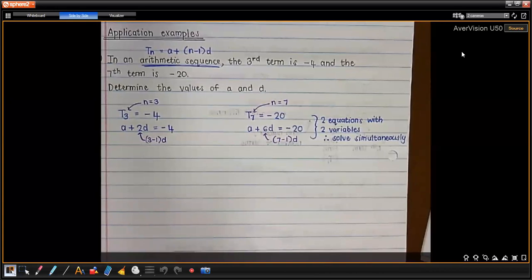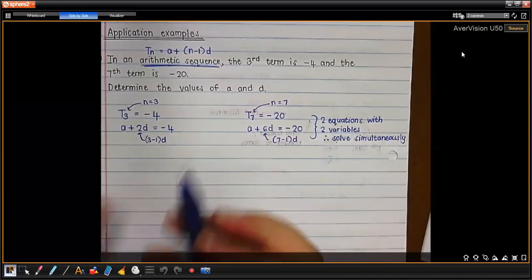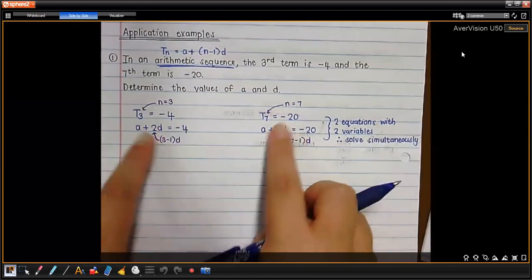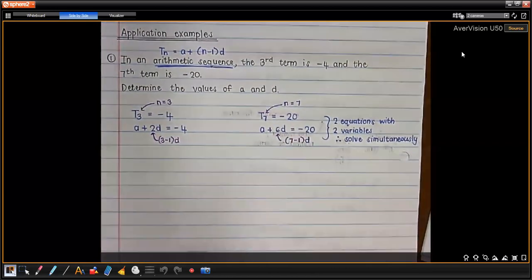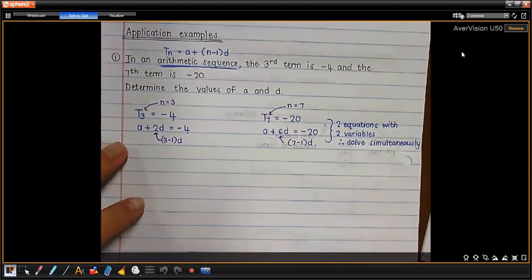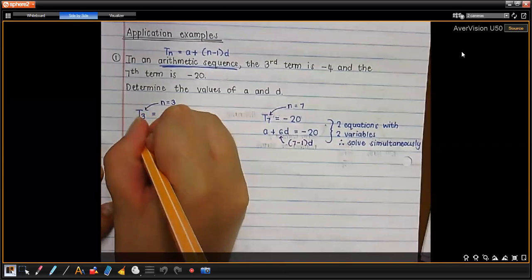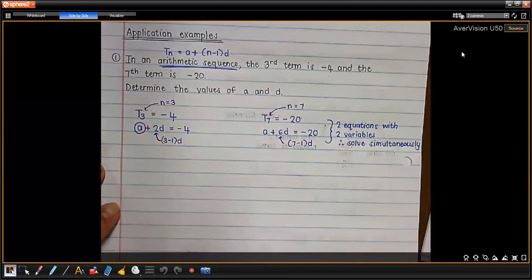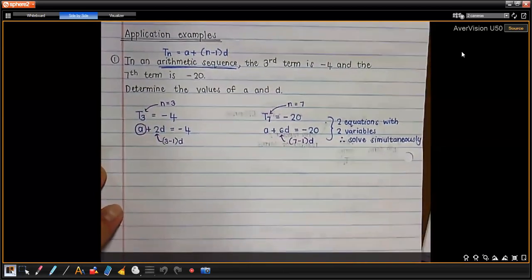So guys, remember when we are solving two equations simultaneously, we need to isolate one variable in one of the equations. We could choose either one of these equations. I'm going to go with the first one because it's written first, but it doesn't matter. We are now going to make a the subject in this equation. It's a very easy thing to do. We're just going to move the 2d over.